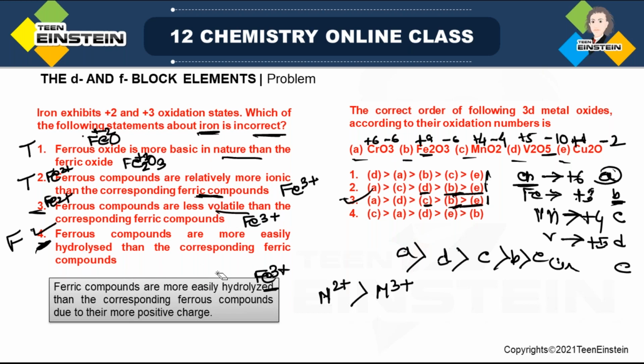So ferric compounds are more easily hydrolyzed than the corresponding ferrous compounds, and it is because of the high oxidation state, that is, high positive charge. Fine.